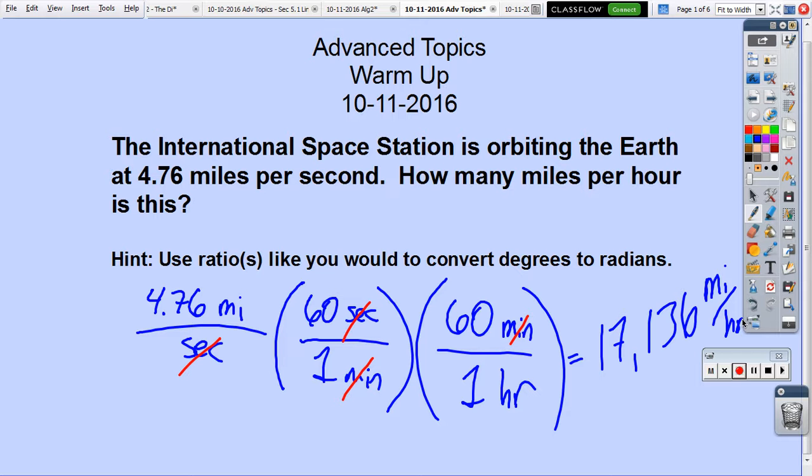Is this the ISS's linear speed or angular speed? Or neither? Linear speed. It is linear speed. Good. Linear speed is just like you think about distance over time. Distance over time. So it's distance over time, so it is linear speed.